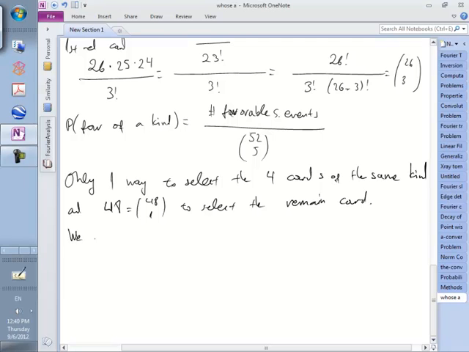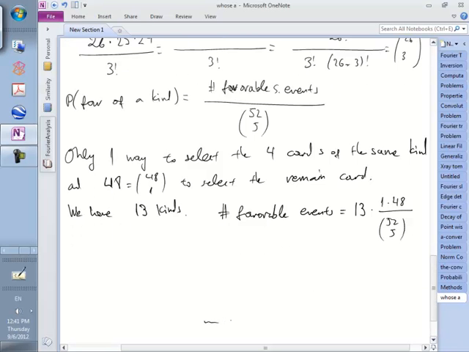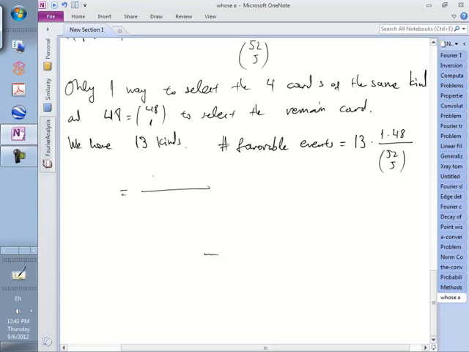Now we have 13 kinds. So this process can be repeated 13 times, once per kind. So the number of favorable events is equal to 13, the number of kinds, times 1 times 48, divided by 52 choose 5. So, in short, you have 13 times 48 divided by 52 choose 5.